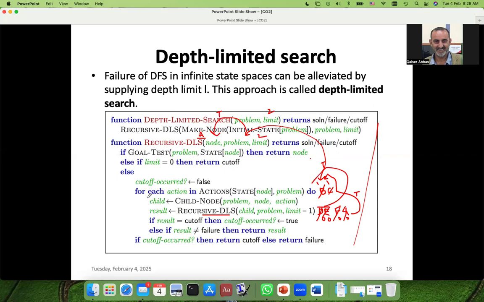And finally, when all these steps are executed, you will check that the cutoff value is true, because you are getting the value of cutoff as true here. When cutoff is true, then return cutoff and not failure. And if this cutoff is false, then you will return failure. But here cutoff is true, which means we are returning that the algorithm has reached the cutoff, not the solution.